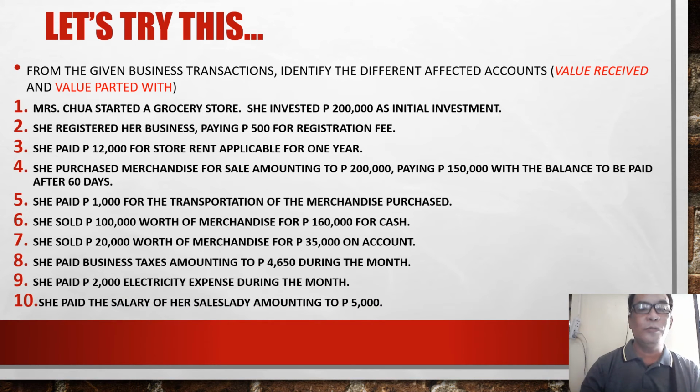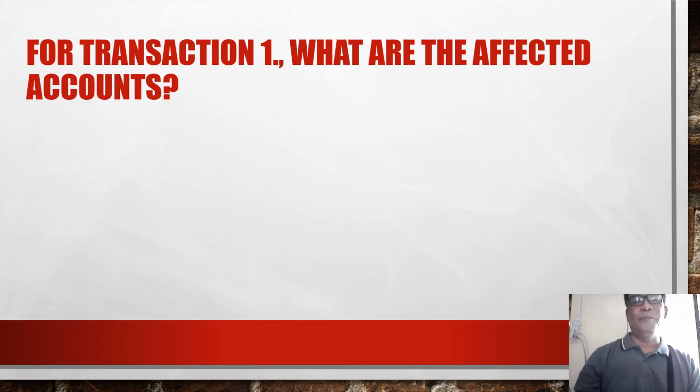And for the last one, for transaction number 10, she paid the salary of her sales lady amounting to 5,000. Anong meron? Binayaran daw niya ang sahod ng kanyang sales lady. Magkano? 5,000 pesos. So, ano ang mga affected accounts dyan? So, meron tayong salary expense. Anong ibinayad? Cash ba o inutang yung sahod? Cash. Okay. So, ganun lang po kasimple.